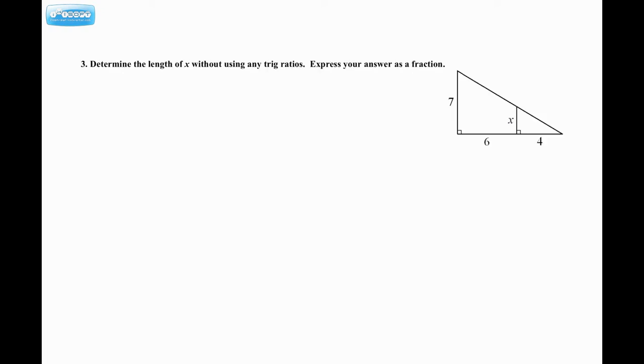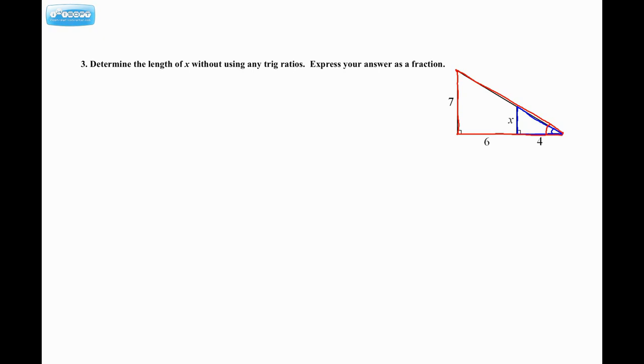Number 3, determine the length of x without using any trig ratios. Express your answer as a fraction. It turns out this problem is simpler than you might think. I have a right triangle here, but it is actually part of this larger right triangle right here. And in fact, these two triangles are similar. Their angles are all the same, even though one triangle is slightly larger than the other. That means all sides are proportional.